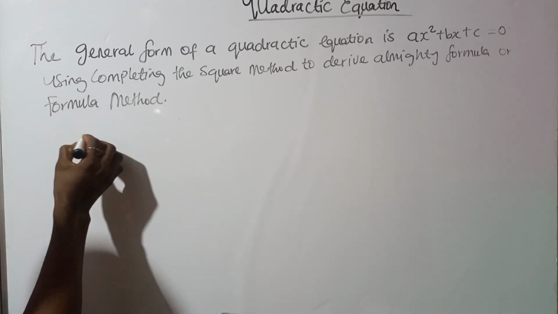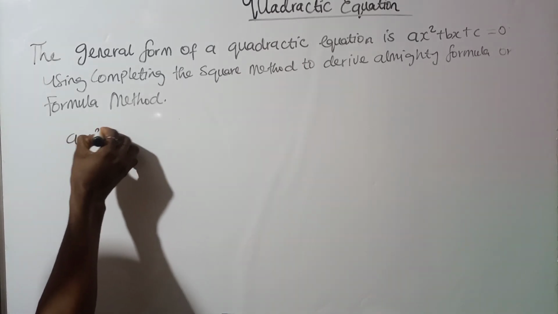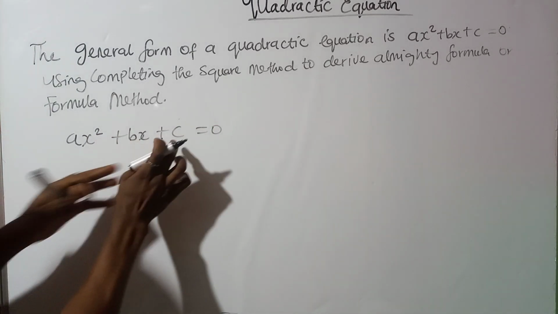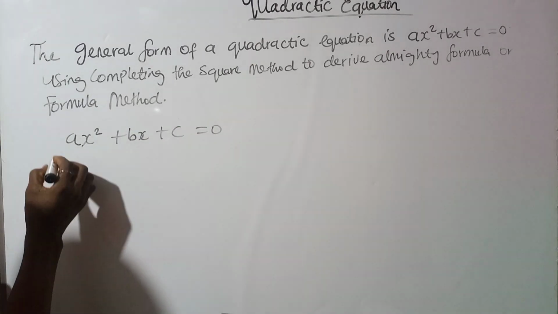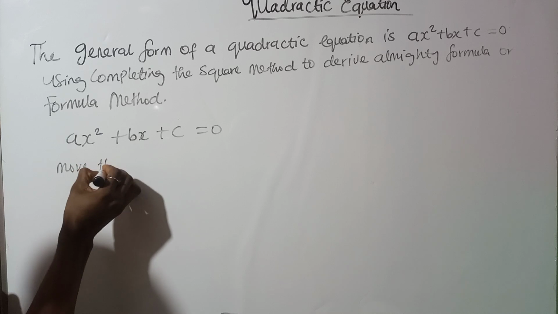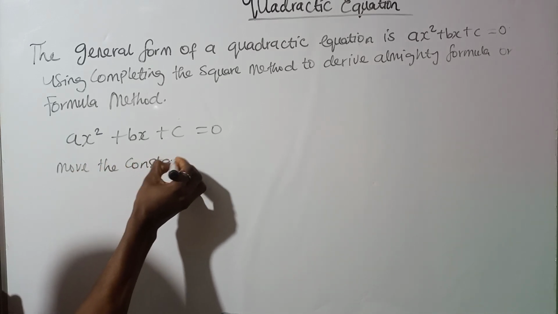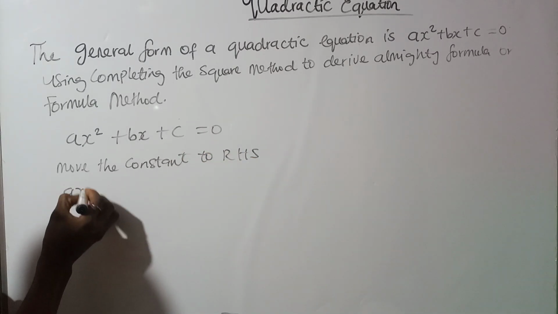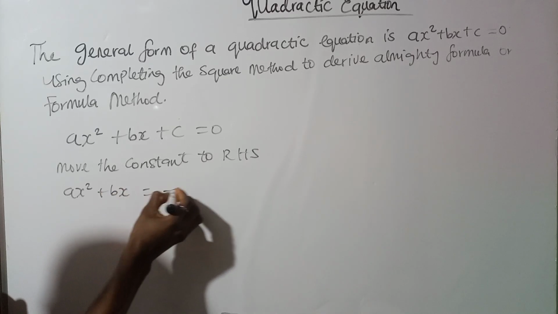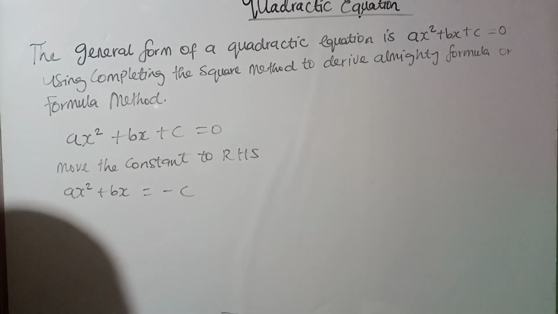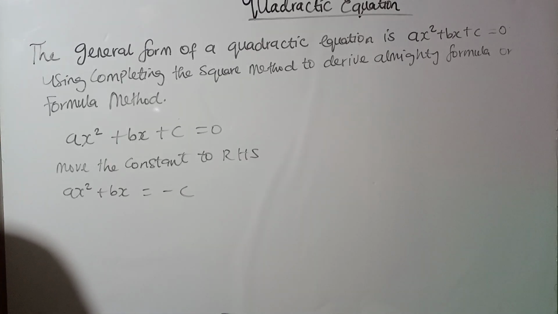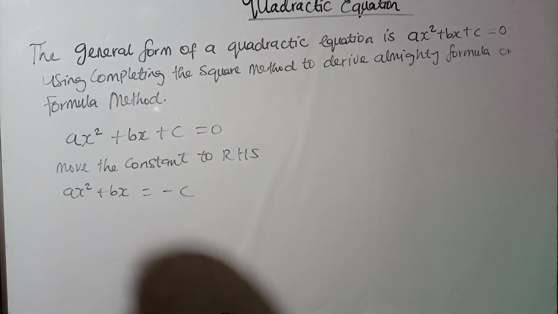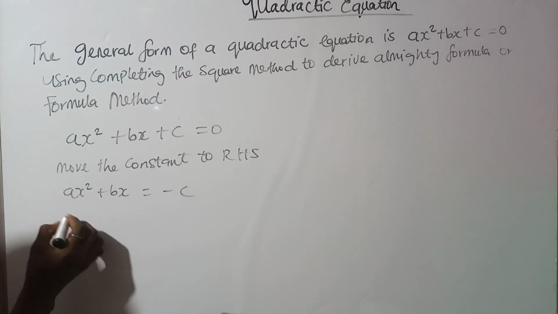Okay, let me start from here. ax squared plus bx plus c is equal to 0. Now let's move this constant to the right hand side. So we are going to have ax squared plus bx is equal to minus c, because when it crosses over the equality sign, it becomes minus c. Some will say subtract c from both sides. Both of them are still correct.